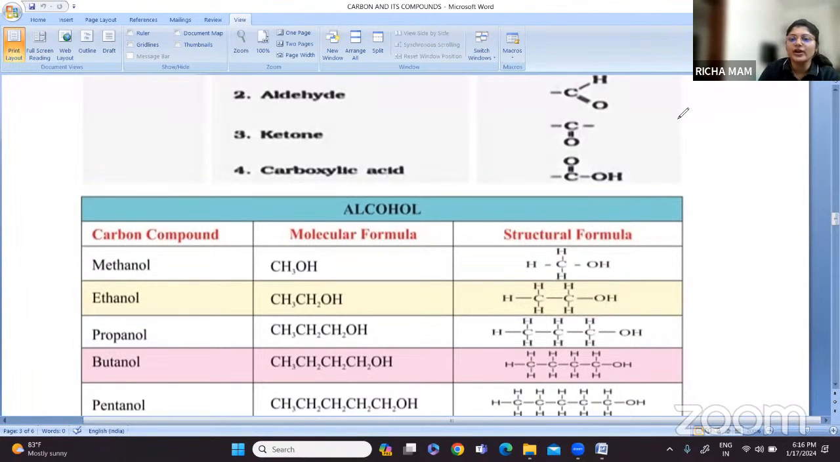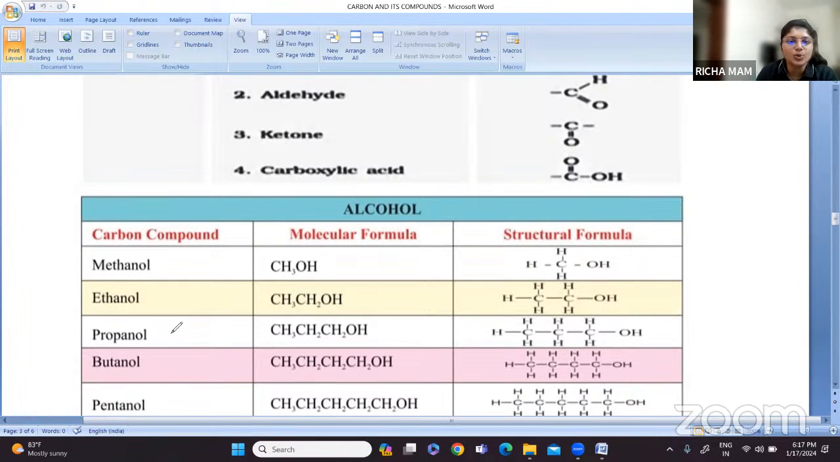Then when you have two carbon atoms, it is called ethane. Here you are replacing the E by OL, so the name is ethanol. The structure is CH3CH2OH, right? Ethane is CH3CH3. One of the hydrogen atoms is replaced by an OH group, so it is called ethanol.